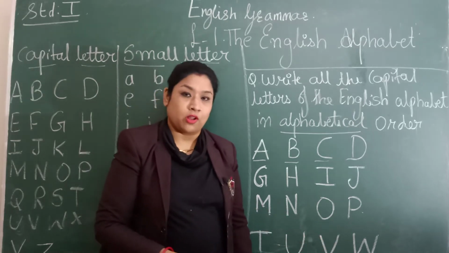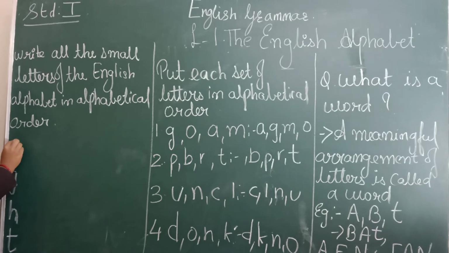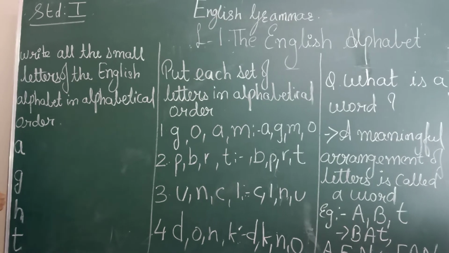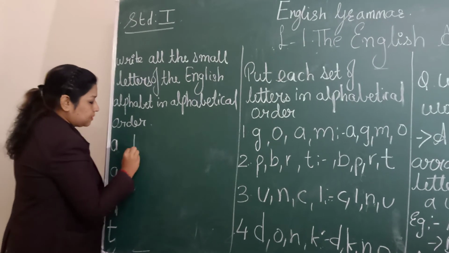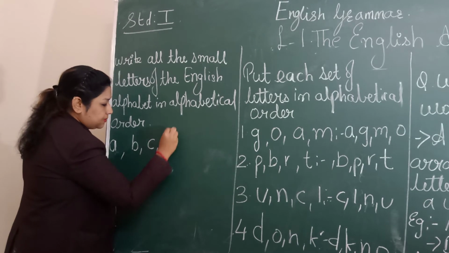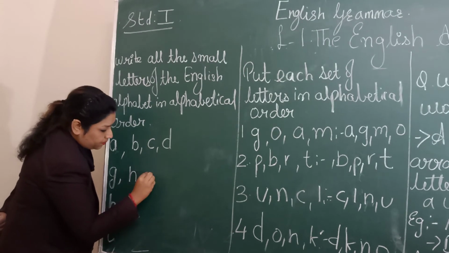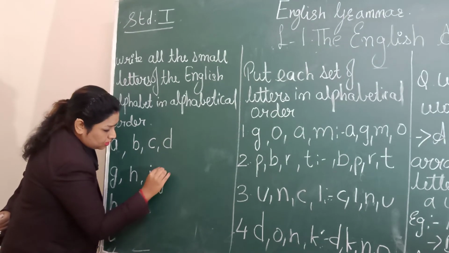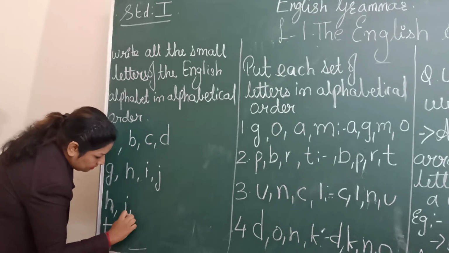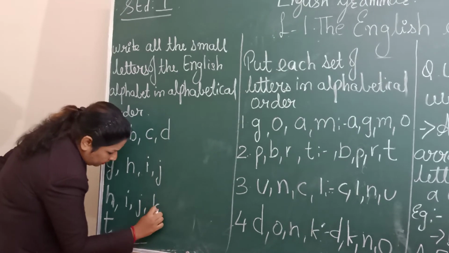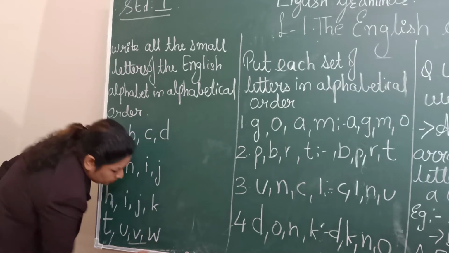Now we will see small letters, okay? So, here we have small letters, okay? And this small letter you will put in alphabetical order. So, here we have a small a, small b, small c and a small d. Small g, small h, small i and a small j. I, J, K, T, U, V, W.